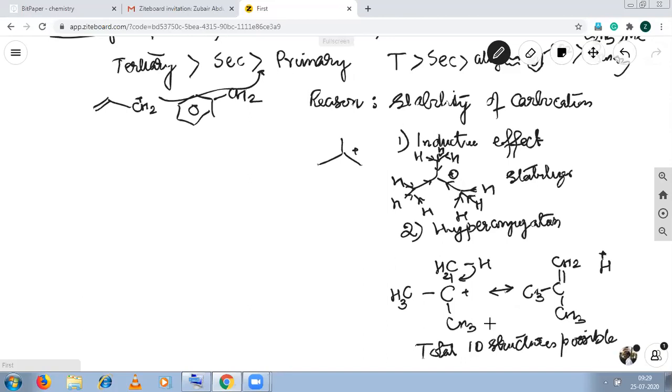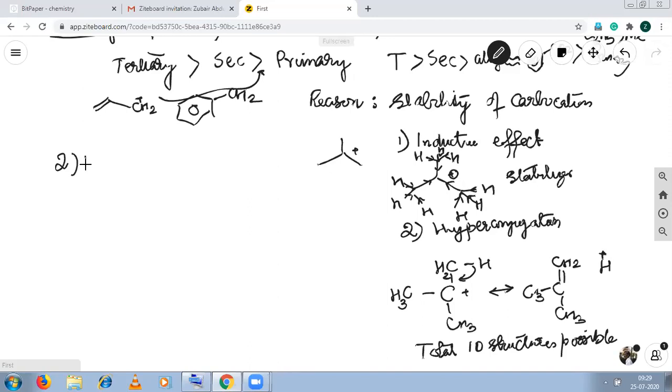Got it? This is enough for the answer for stability of carbocation. This is how you have to answer. Don't write too much English. Minimum English is required.